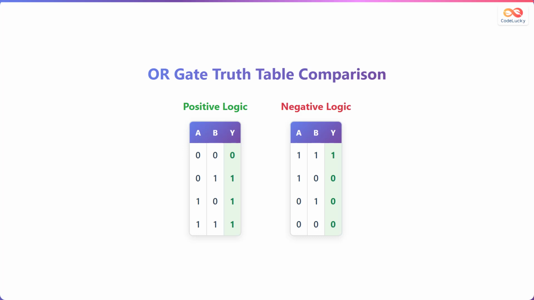Now, let's compare the truth tables for an OR gate in both positive and negative logic. In positive logic, the OR gate's output is 1 if either input A or input B or both are 1. The output is 0 only if both inputs are 0. Now, considering negative logic, the OR gate's behavior changes. The output is 0 if either input A or input B or both are 0. The output is 1 only when both inputs are 1.